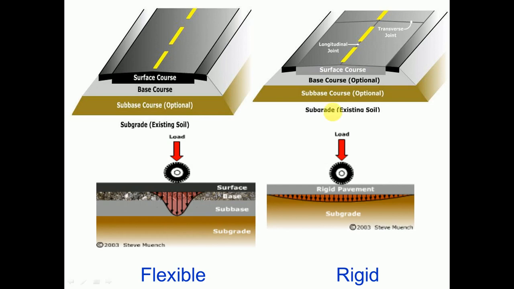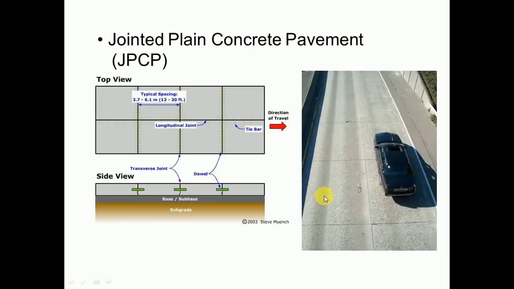This is another picture of the flexible pavement and the rigid pavement, showing load distribution. In flexible pavement, I am repeating again, load is transferred by grain to grain contact, whereas in rigid pavement load is transferred by slab action. So this is another picture of the rigid pavement, the finished rigid pavement surface.